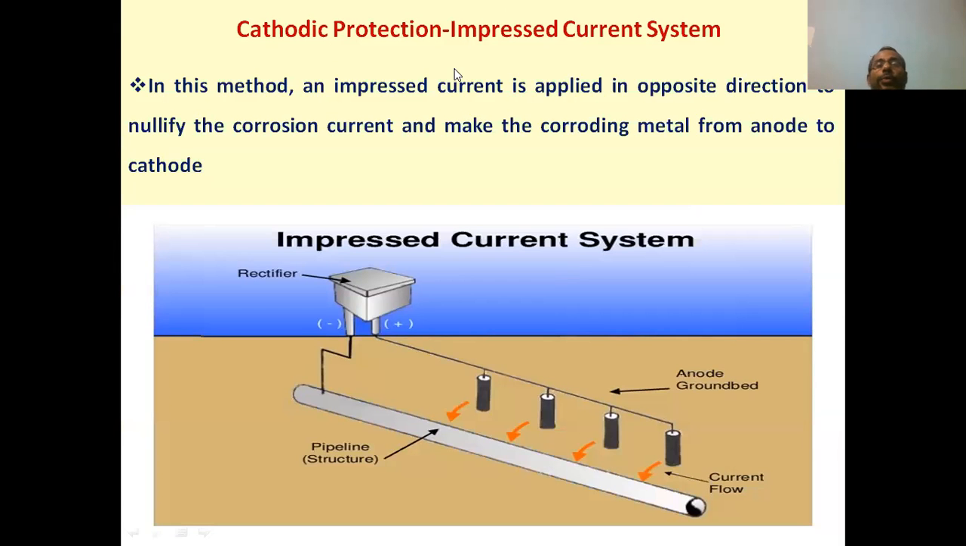Another method is cathodic protection by impressed current system. What is the impressed current system? In this method, an impressed current is applied in the opposite direction to nullify the corrosion current and convert the corroding metal from anode to cathode.